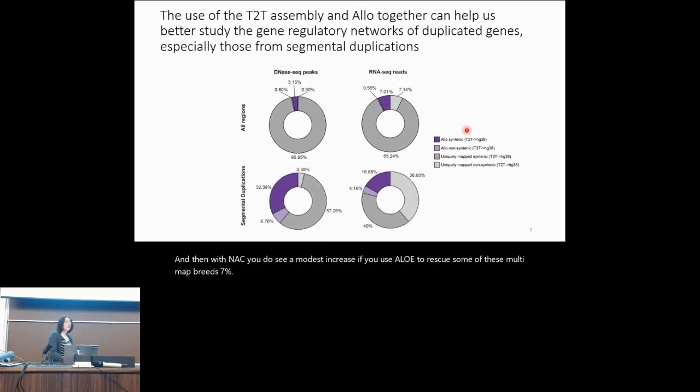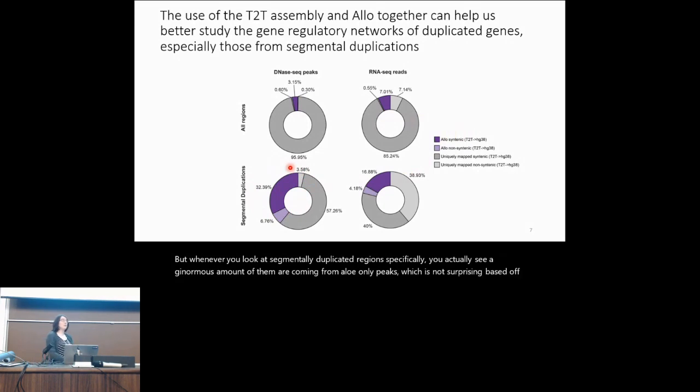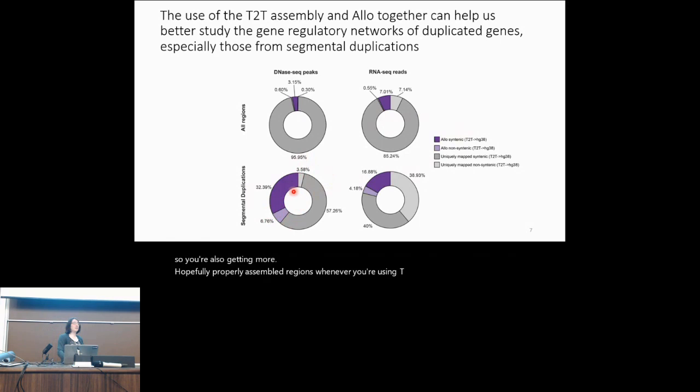But whenever you look at segmentally duplicated regions specifically, you actually see a ginormous amount of them coming from allo-only peaks, which is not surprising based off of what we had seen in our previous graph with K562 data sets for ChIP-seq. In addition, you actually get a lot more regions using the T2T assembly. This light gray is uniquely mapped, but only is non-syntenic in hg38. And then this is allo, but is non-syntenic in hg38. So you're also getting more hopefully properly assembled regions whenever you're using T2T versus just hg38.